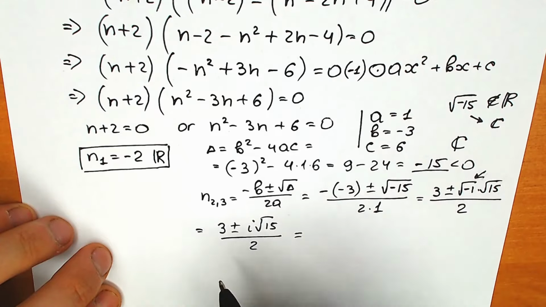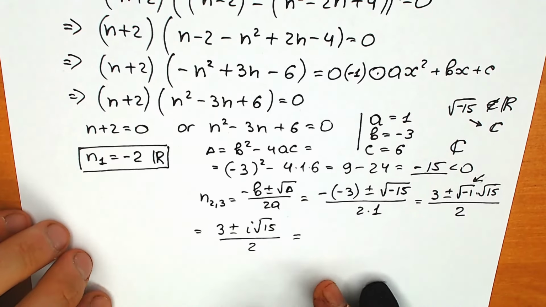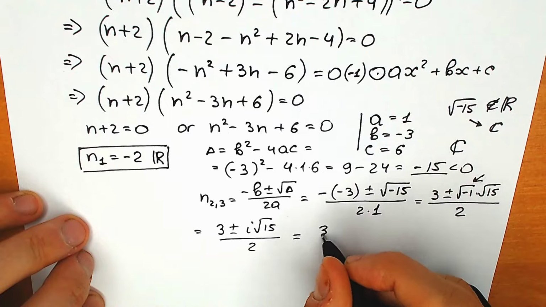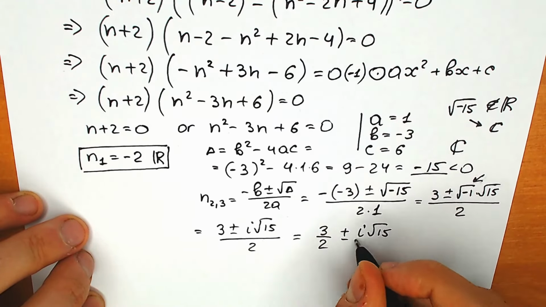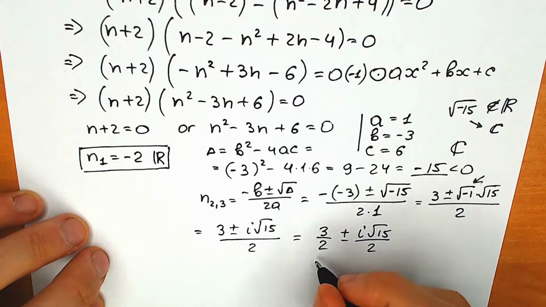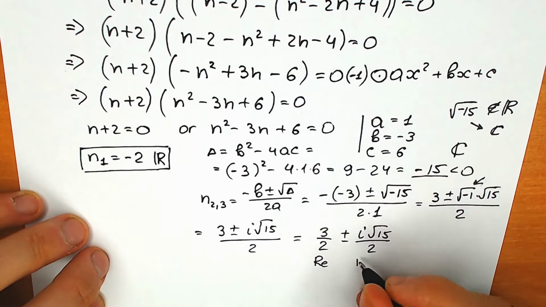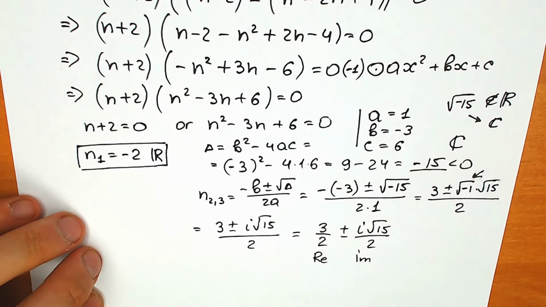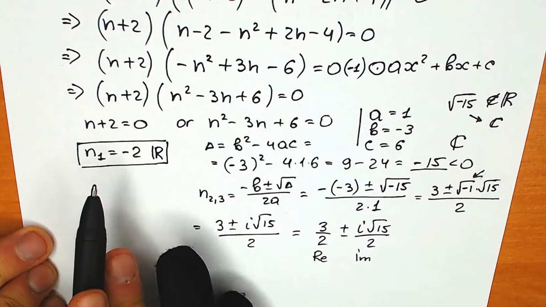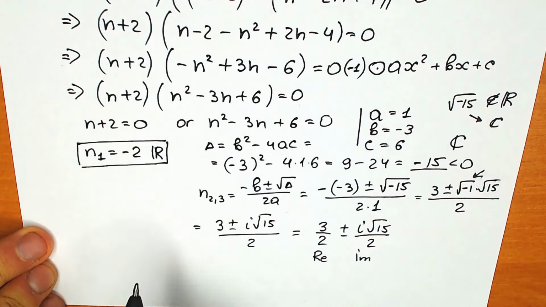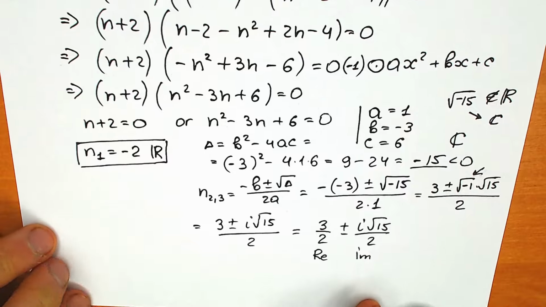Okay, let's go right here. So we can split it into real and imaginary parts. We can write it as 3/2 plus minus i square root of 15 over 2. So this is up to you. This is our real part. This is our imaginary part, and we can write our final answer. This is our real number root. We're going to check this root in a few seconds, and these are our two complex roots.